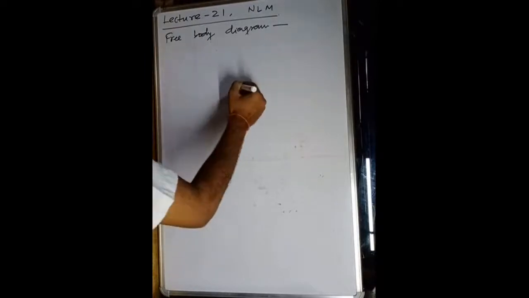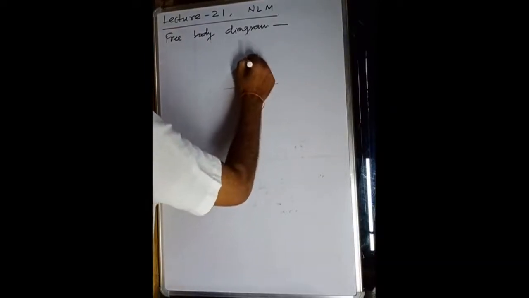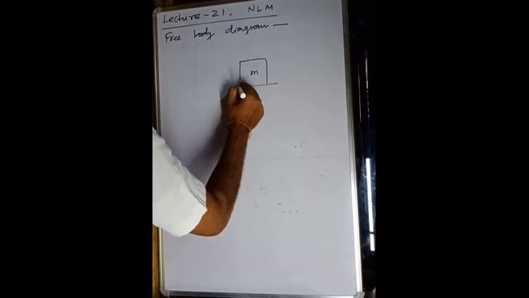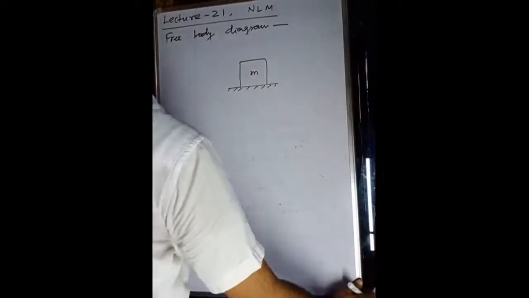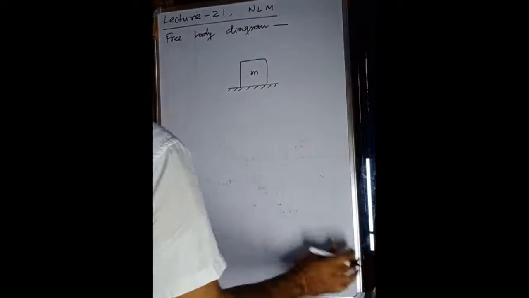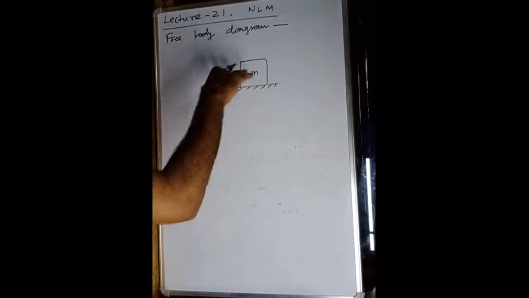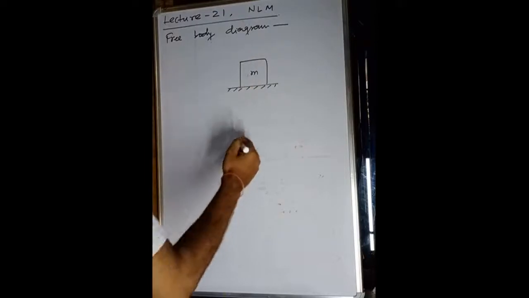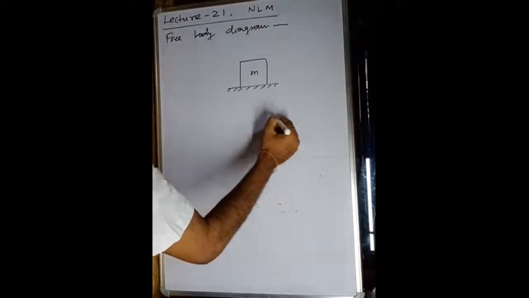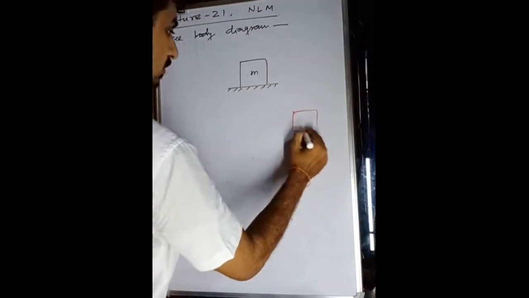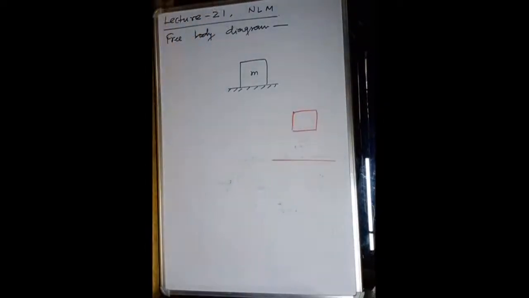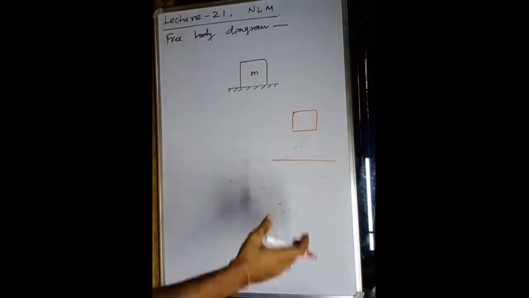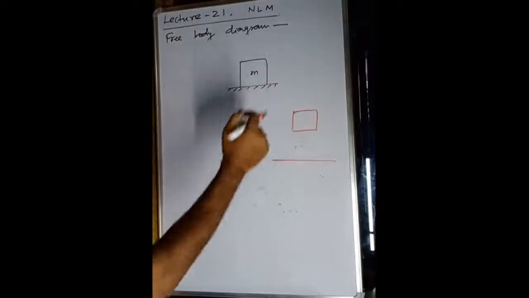Alright, this was the body of mass m. Here it is kept on the horizontal surface. Now we are going to free this body and this surface as well. This is the body and this is the surface. You cannot imagine this body remaining in air.